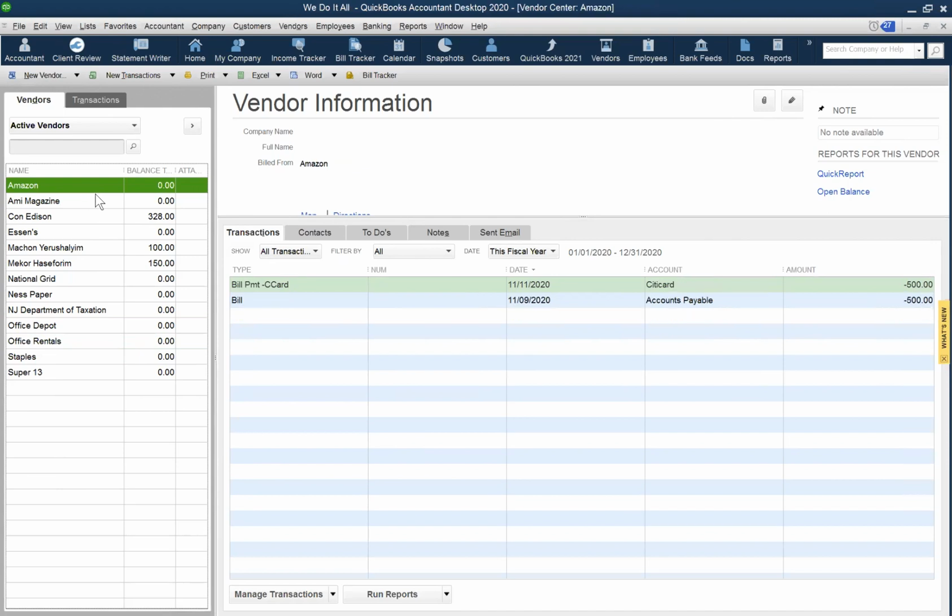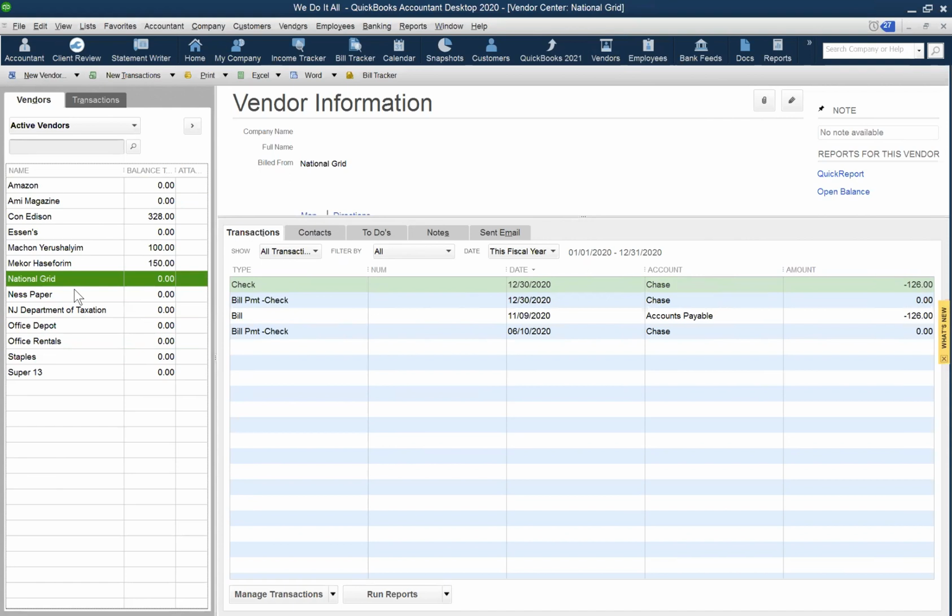Where would I go? You click on the icon called vendors, or vendor center. Do you see National Grid owed 126? I don't see National Grid at all anymore. National Grid has to be there. Oh, yes, it is there and it's 0. Okay, fine, good. You paid them off. So everything's good? Okay, thank you very much. Bye.